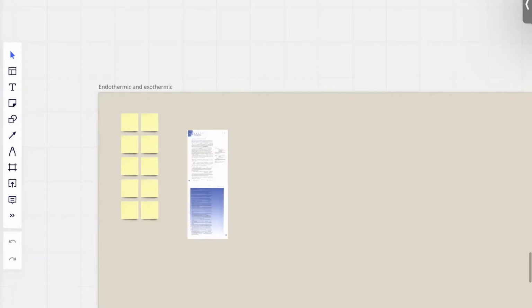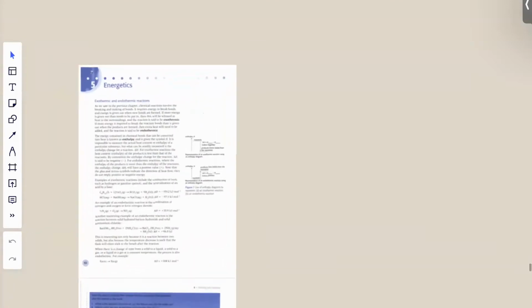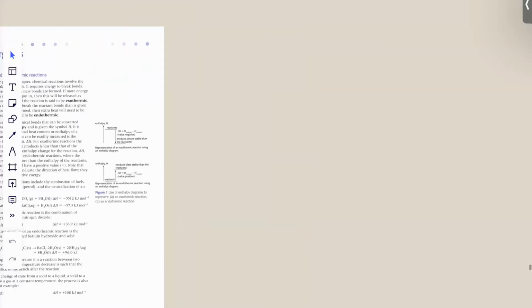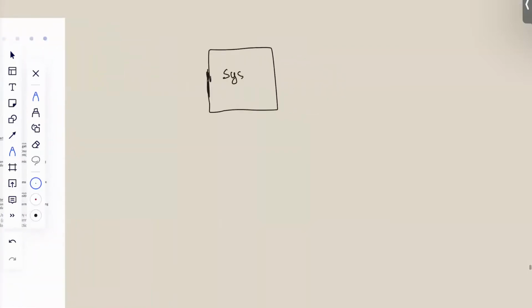Explaining about endothermic and exothermic reactions. Okay. Basically, these energetics are talking about energy transfer between system. And what is meant by system is the chemical substance. That's a system. And anything outside the system, you call it surrounding or environment.